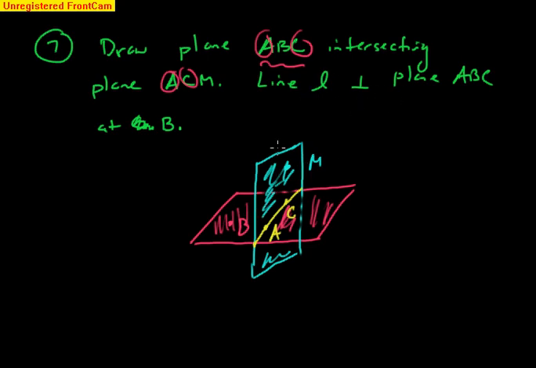So now I need to draw a line L perpendicular to plane ABC at B. So the reason I changed it to B was because I didn't want it to be this line. I want it to be here. So let's go with orange. I'm going to draw a line that goes straight down through B, disappears, and then comes back out the end there. And we're going to call this line L. And to show that it's perpendicular, I'll put a right angle box right there.